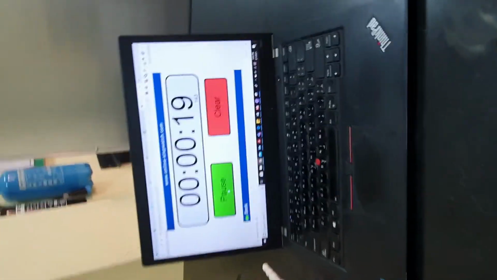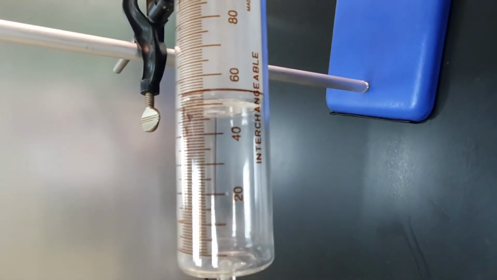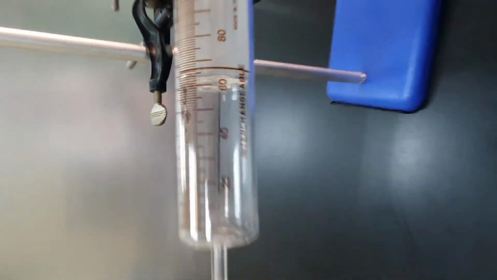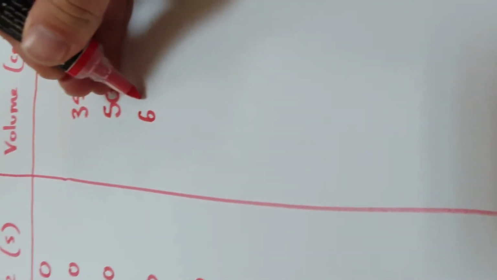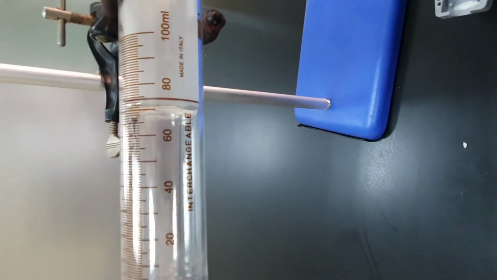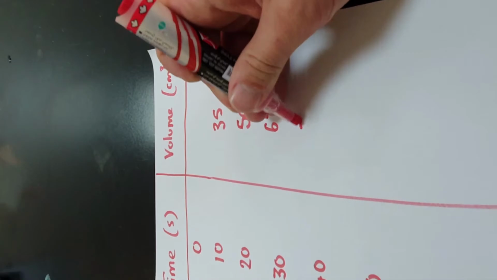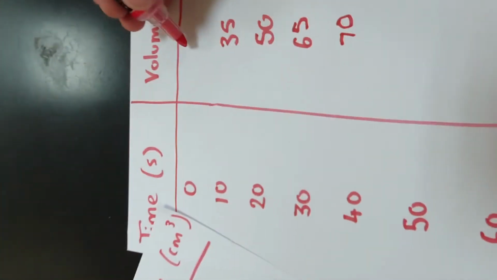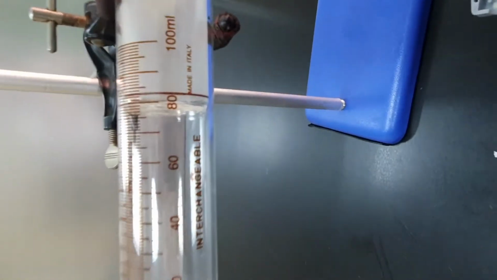At 20 seconds, we're at 50 centimeters cubed. At 30 seconds, we are at 65. At 40 seconds, we're at 70. Notice how we didn't start it at the very beginning, because at 0 it should be 0. At 50 seconds, we're maybe at 83.